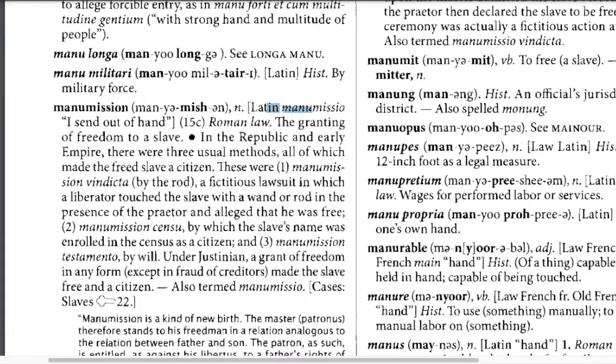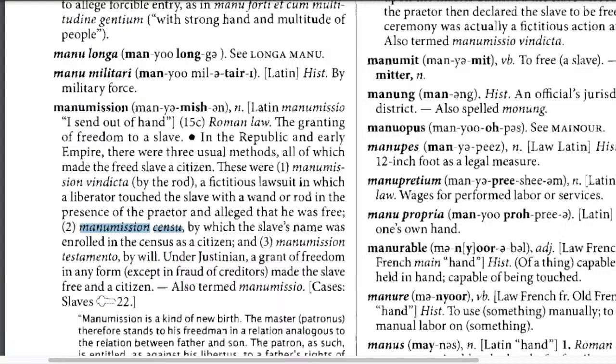Noun, Latin, 15th century. I send out of hand. So manu, hand, and mission. I send out of hand. The granting of freedom to a slave. In the Republic and early Empire, there were three usual methods, all of which made the freed slave a citizen. These were manumissio vindicta, by the rod, a fictitious lawsuit in which a liberator touched the slave with a wand or rod in the presence of the praetor and alleged that he was free.